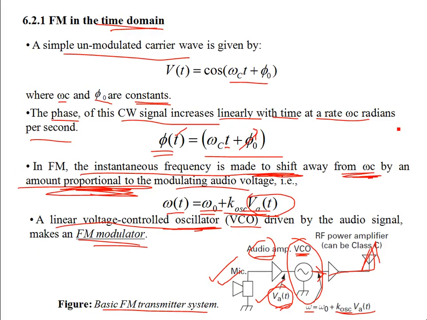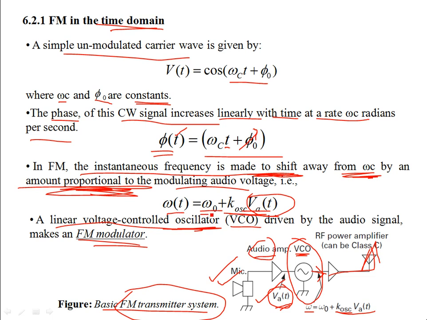Let's try to understand how the FM is generated, first of all, in time domain and what the FM signal looks like in the transform domain. So we have seen a simple basic FM transmitter system, and we have talked about how the instantaneous frequency is varied. Instantaneous frequency is a variable, of course, it's a function of time, and how it is being varied.